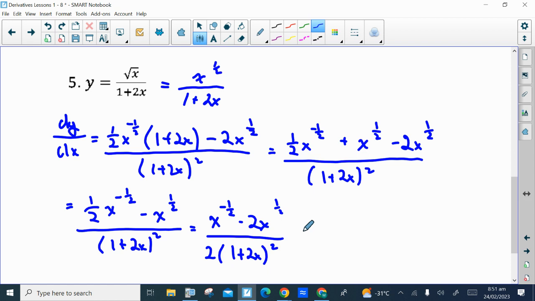The other thing that you might do here is take out a common factor on top. You've got one term with x to the negative 1/2, the second term with x to the positive 1/2. Remember, when you're taking out common factors involving rational exponents, you always take out the smallest rational exponent. Negative 1/2 is smaller than positive 1/2. So if we take out a common factor of x to the negative 1/2, that'll leave us with 1 minus 2x.